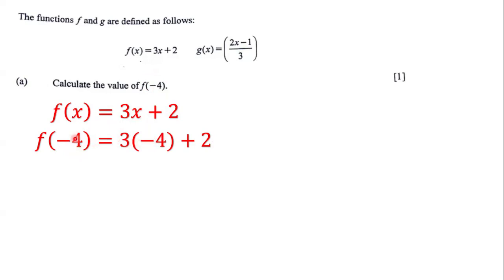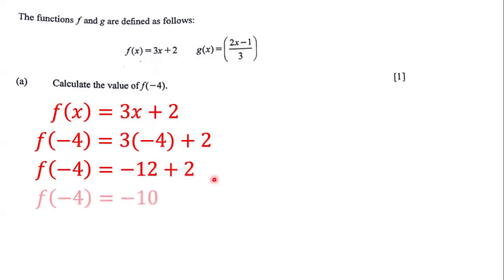So f of negative 4 is equal to 3 times negative 4 plus 2. 3 times negative 4 is definitely negative 12. And so we have negative 12 plus 2, and negative 12 plus 2 is definitely negative 10. So f of negative 4 is equal to negative 10.